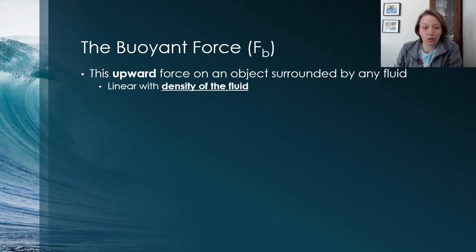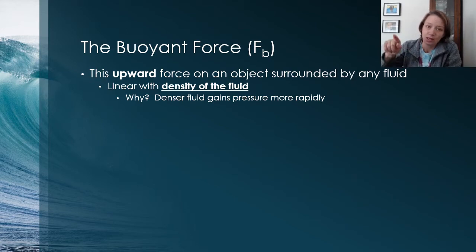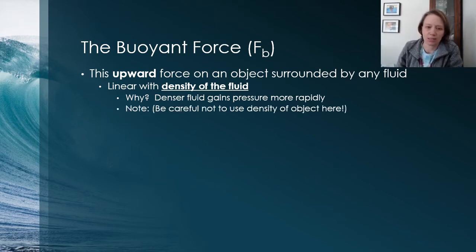The buoyant force, according to that equation, is linear with the density of the fluid. And the reason why is because when you go underneath a dense fluid, the pressure increases at a higher rate. It goes up faster under a dense fluid. So we have a bigger difference between the pressure on the top and the bottom when the fluid is dense.